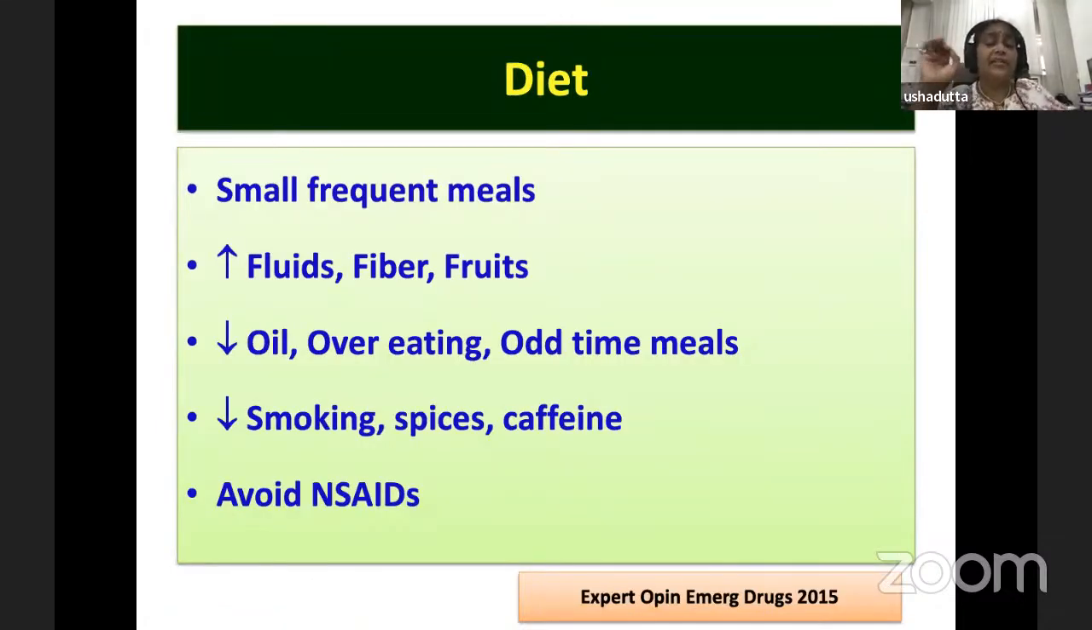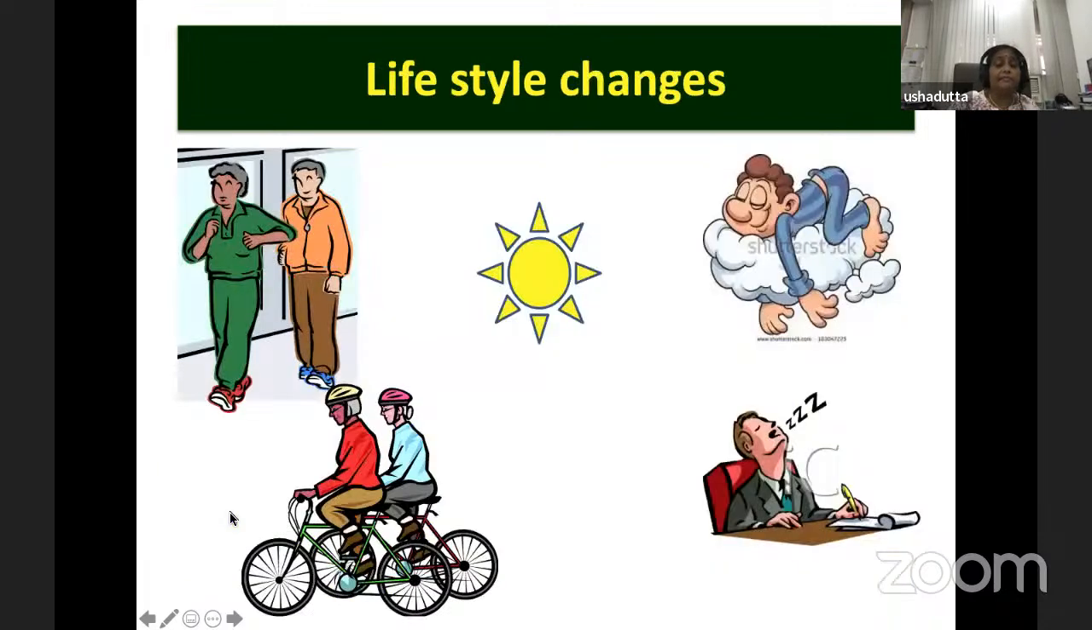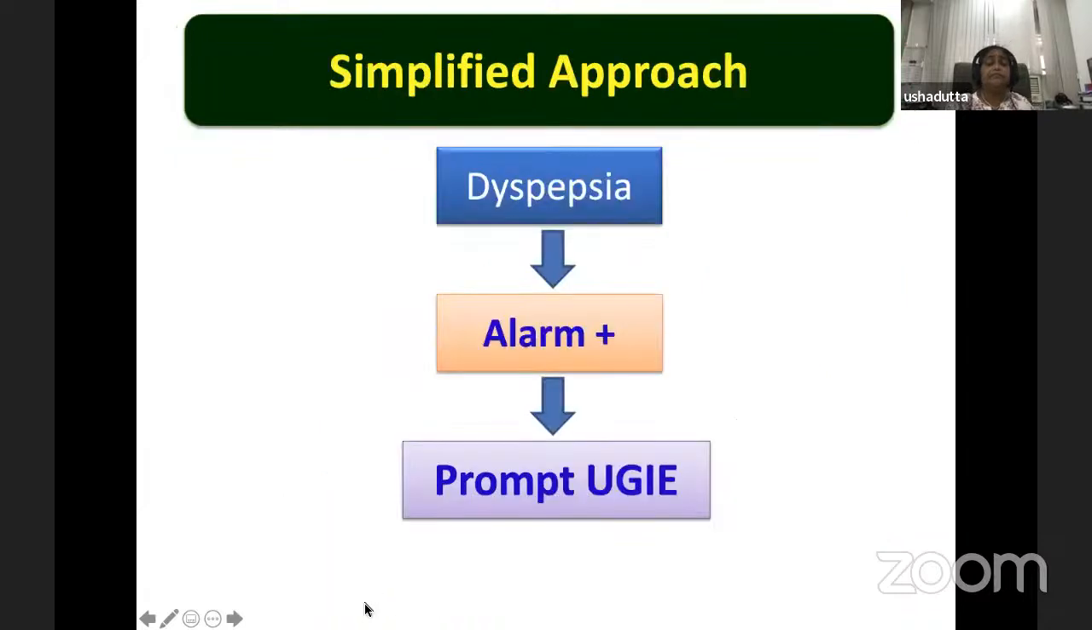Diet is a very, very important trigger for dyspepsia. Small, frequent meals, increase fluids, fiber, and fruits. So the 3 Fs, and decrease the 3 Os, that is oil, overeating, and odd meal times. Decrease the 3 S's, that is smoking, spices, and caffeine, and avoid NSAIDs. We have to bring in some lifestyle changes with a good sleep and a lot of physical activity in the form of walking and cycling.